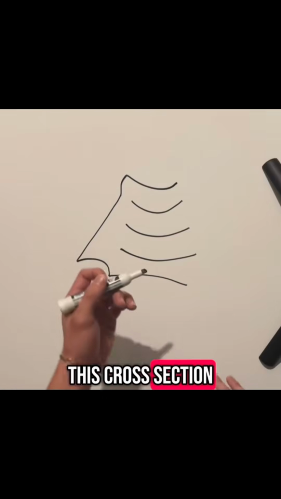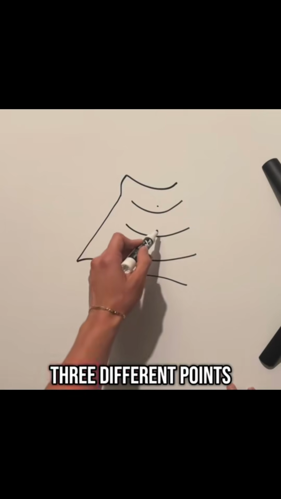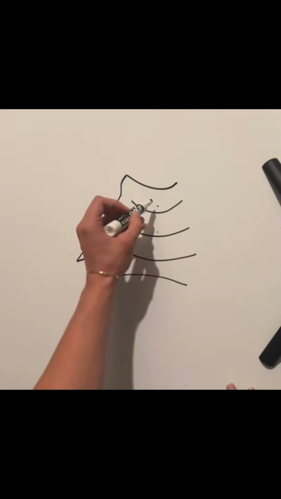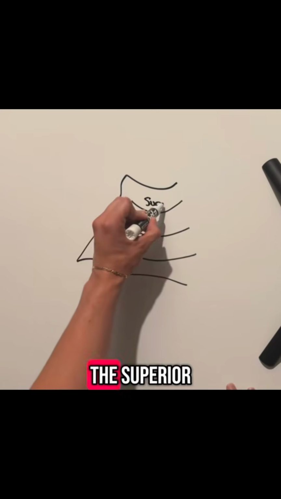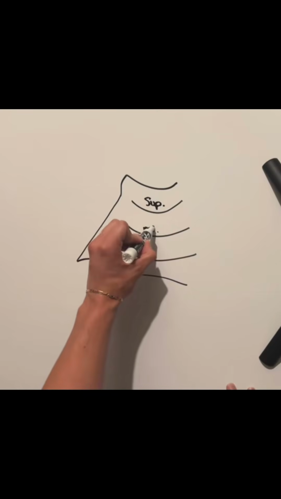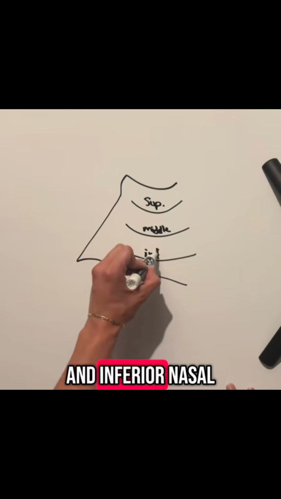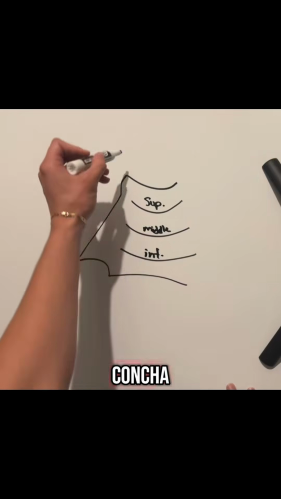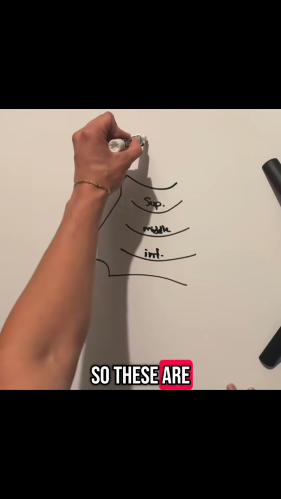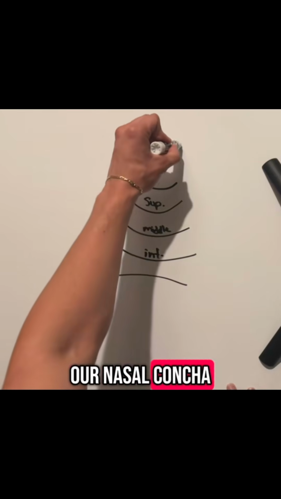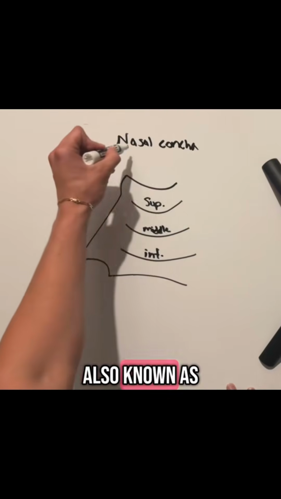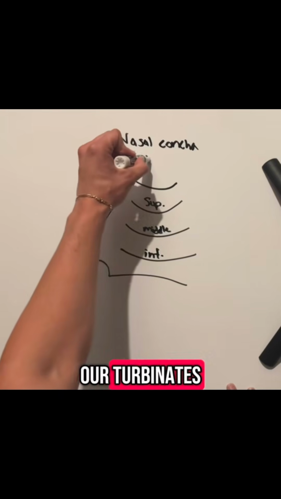So looking at this cross-section, we can see 3 different points. Here we have the superior, middle, and inferior nasal concha. So these are our nasal concha, also known as our turbinates.